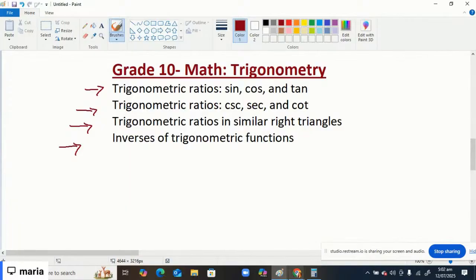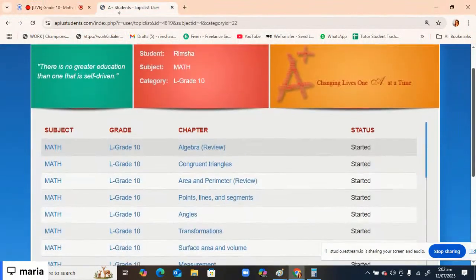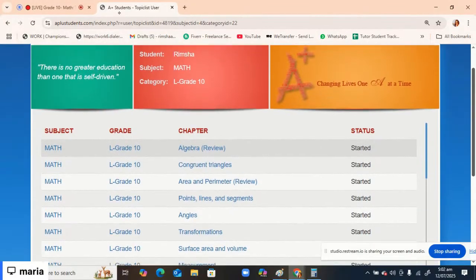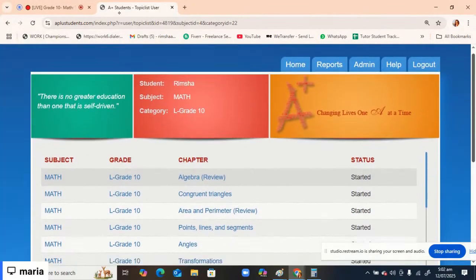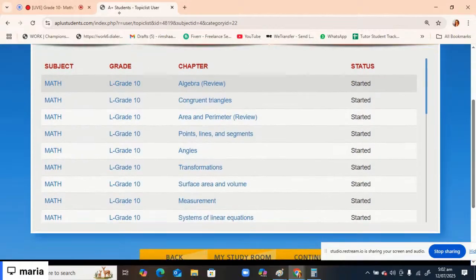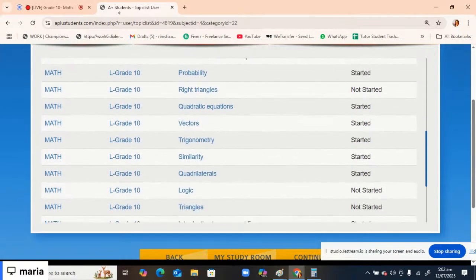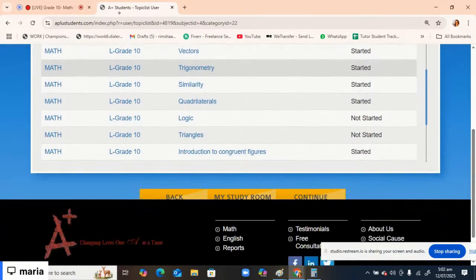You can find all the lessons on aplusstudent.com. You have to log in by using your email and the password provided by the administrator. Select maths from the subject tab, scroll down to grade 10. Here is the list of the chapters, and we are on this chapter, trigonometry.